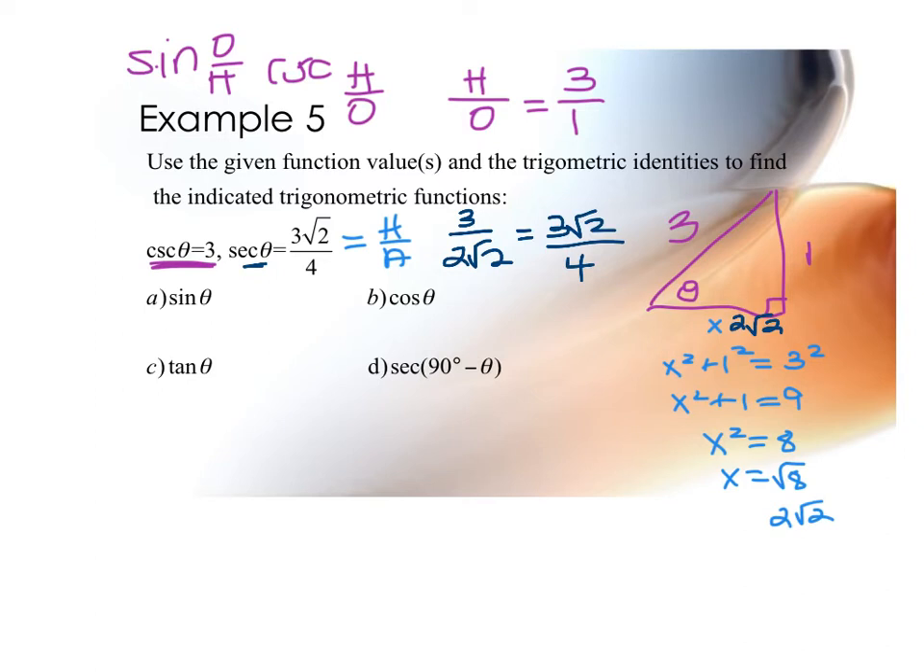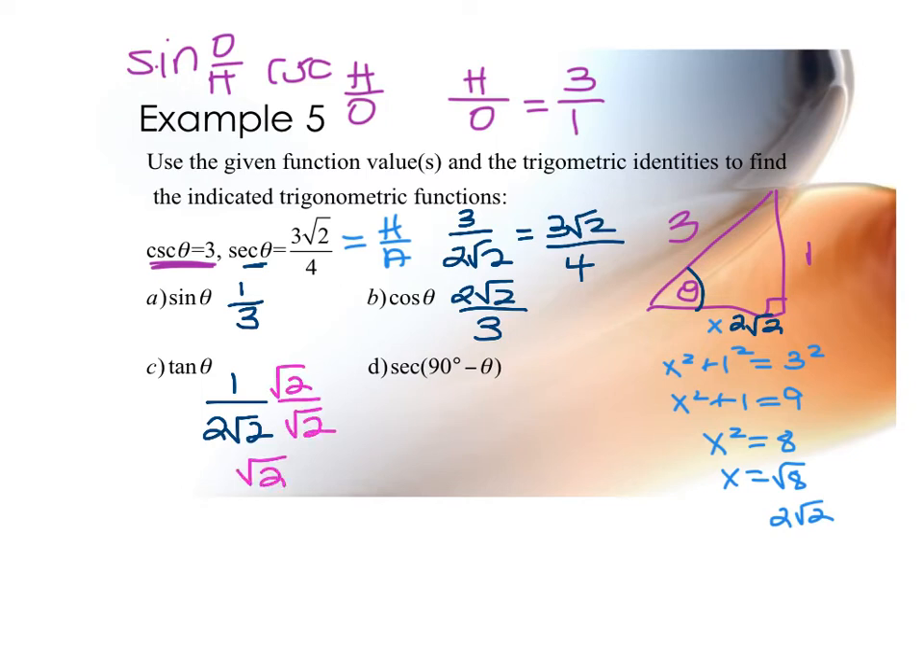So the sine of theta, we put theta here, is 1 over 3. The cosine of theta is 2 root 2 over 3. The tangent of theta is 1 over 2 root 2. And I've got to rationalize that. The 2 is fine. It's the root 2 I've got to multiply by. So root 2 over 2, since root 2 times root 2 is 4.